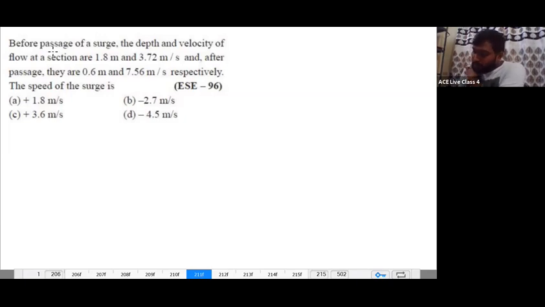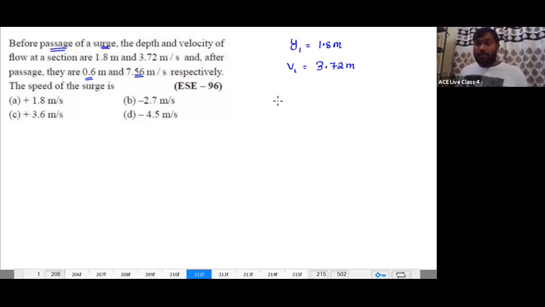Now you can see this question. Before passage of a surge, the depth and velocity at a flow section are 1.8 and 3.72. Before passage of the surge means initially the depth is 1.8 and velocity is 3.72 meters per second. And after passage, they are 0.6 meters and 7.56 meters per second respectively. What is the meaning of this one, sir?